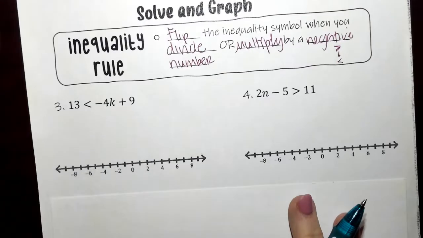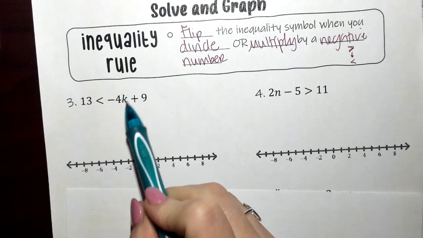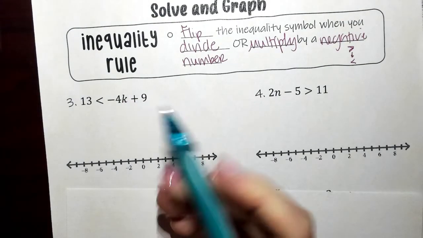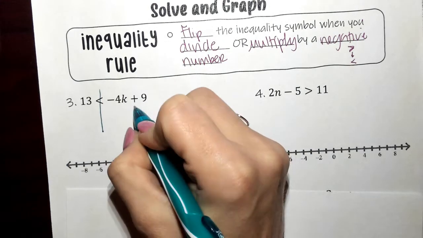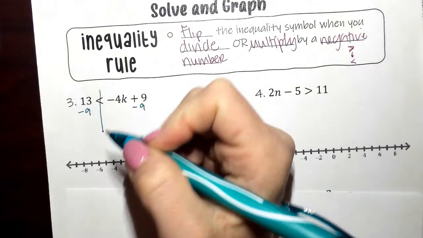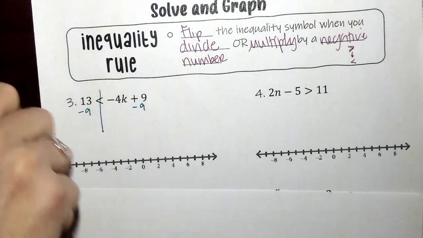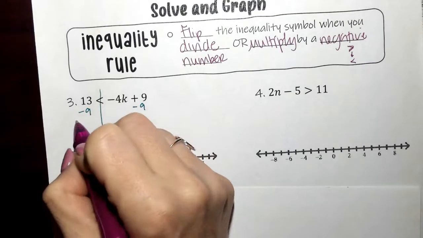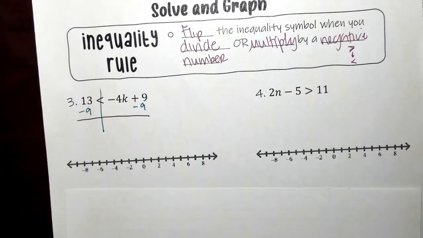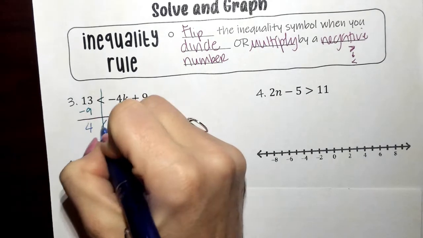Alright, so let's solve these. Remember, we're trying to get that variable by itself. We've got to handle what's added or subtracted first. So -9 on both sides. So we've got 13 minus 9. We've got 4 is less than -4k.